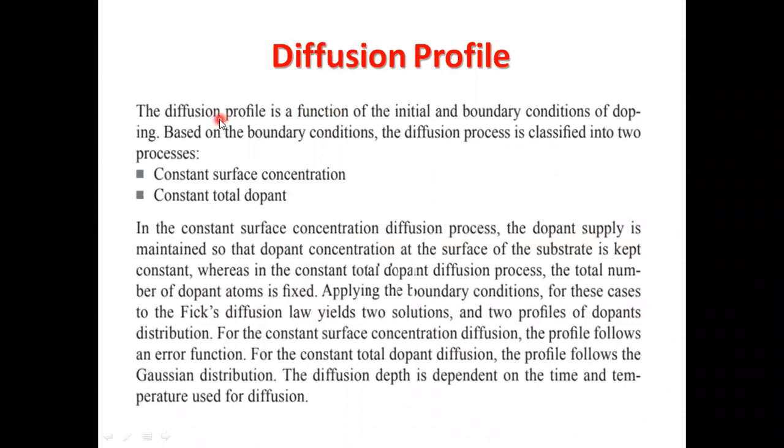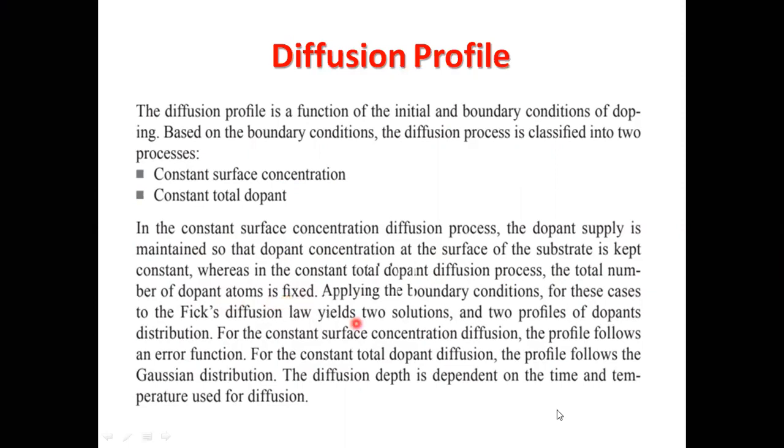Now the diffusion profile is a function of the initial and the boundary conditions of the doping. Based on the boundary conditions, the diffusion process is classified into two processes. First one is the constant surface concentration, and second one is the constant total dopant. Now, in the constant surface concentration diffusion process, the dopant supply is maintained so that the dopant concentration at the surface of the substrate is kept constant. Whereas in the constant total dopant diffusion process, the total number of dopant atoms is fixed.